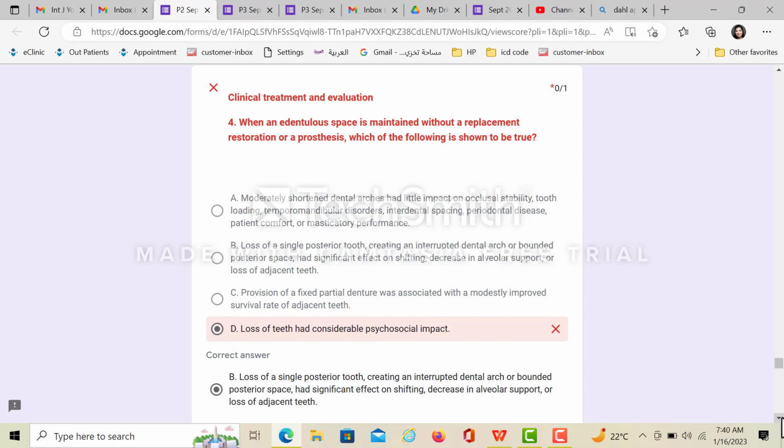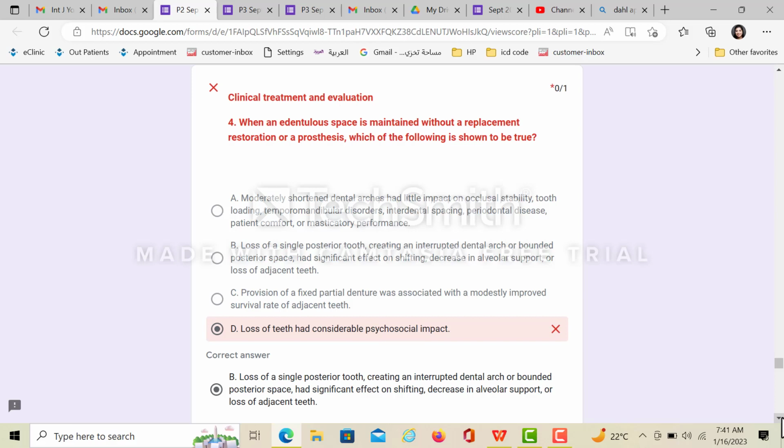That's the correct one. So basically what this option says is that, for example, in the posterior area, 6, 7, 8 were there, and you extracted 7. So what will happen? The alveolar bone around the region of the 7 is going to dip in a semilunar shape. 6 and 8 will get tilted. The opposing tooth will get supra-erupted. That is what this option means, and that is a true option.